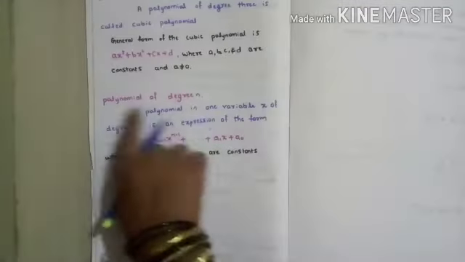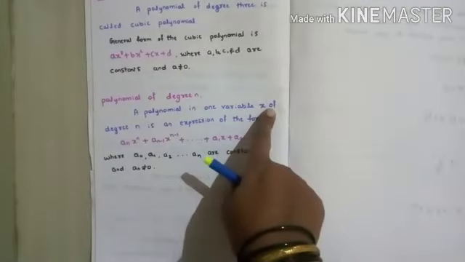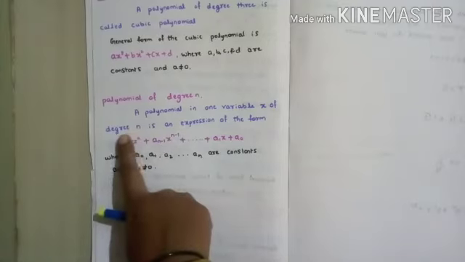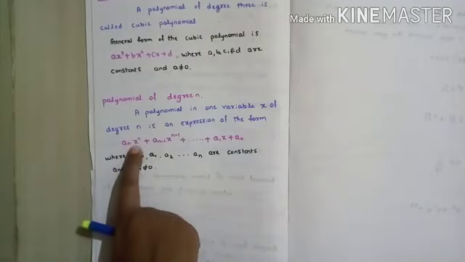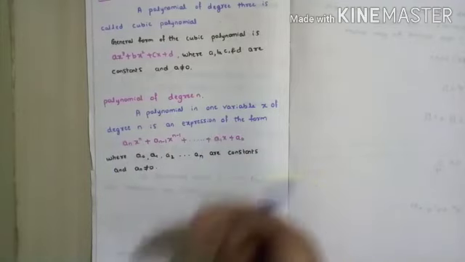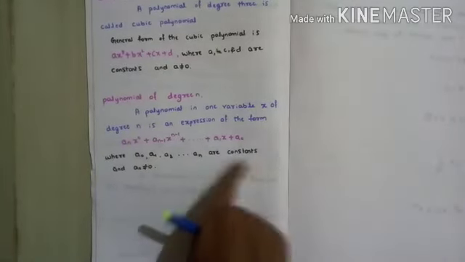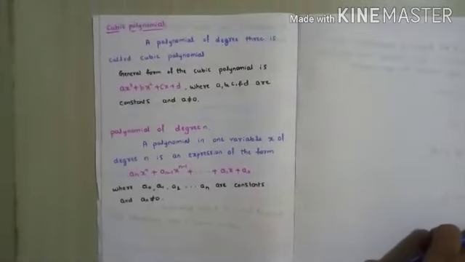Next, a polynomial of degree n. Like that we can take degree n also. A polynomial of one variable x of degree n is an algebraic expression of the form a_n x to the power n plus and so on. These we will learn in the higher classes. Here a0, a1, a2, up to an are the constants. Okay, this is the introduction about the polynomial.